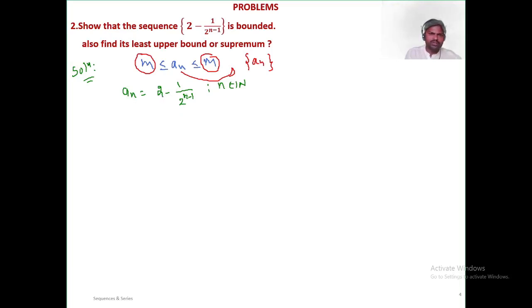A2. Substitute n is 2 here. So 1 by 2. 2 minus 1 by 2. Next, 2 minus 1 by 4. Next, 2 minus 1 by 8. 2 minus 1 by 16. So every time you are subtracting one positive number which is less than 1. So this is a positive number which is less than or equal to 1.